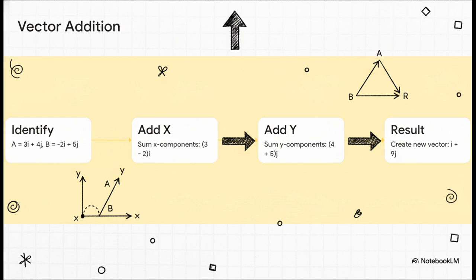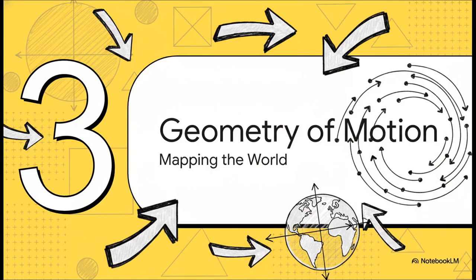So 3 minus 2 gives us 1i. Then we sum the y components, 4 plus 5, giving us 9j. The result is a brand new vector, i plus 9j. It's that clean. And this algebraic method perfectly mirrors the physical geometric rules of placing those vector arrows head to tail. Okay, Section 3, the geometry of motion.